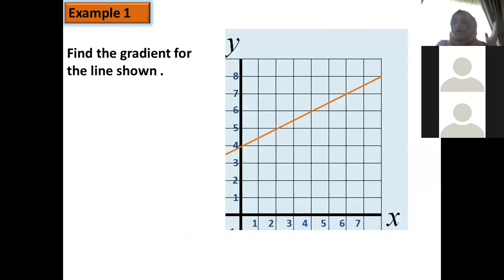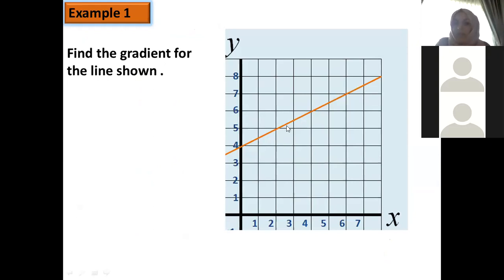Okay, now we have a line. This is the first example and we need to find the gradient. First thing for you to do, just label any 2 points. Teacher, do they need to be consecutive points, meaning 2 points that are exactly after each other? No. Now what points do we need to find? Any points that have exact values.